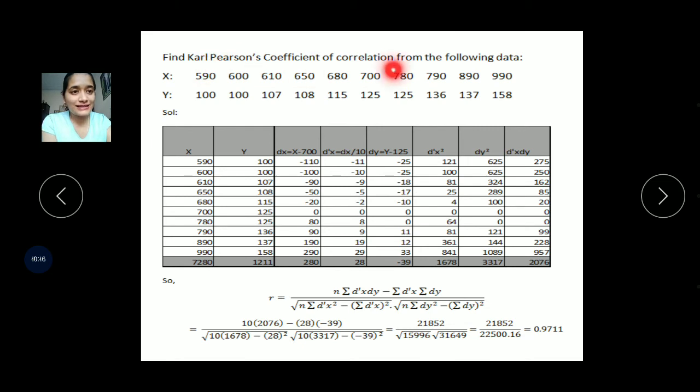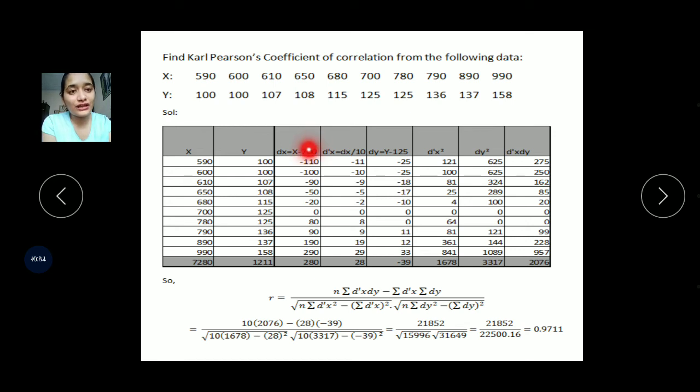So the x series is given, we'll write the x series like this. The y series is given, we'll write the y series here. You will take deviations from one particular value. Now there are 10 entries, so you have to choose between 700 and 780 because the middle ones are these two. Among these two you can choose 700 or 780, but I have calculated the sum here and it comes out to be 7280, and the mean x bar comes out to be 728. So 700 is nearer to 728, so I have taken my deviations from 700 only.